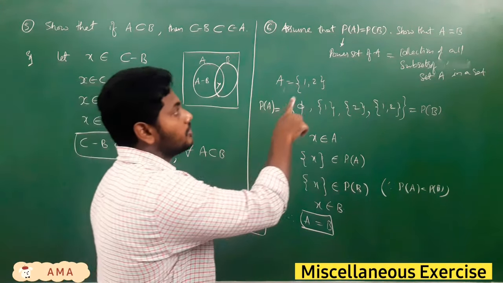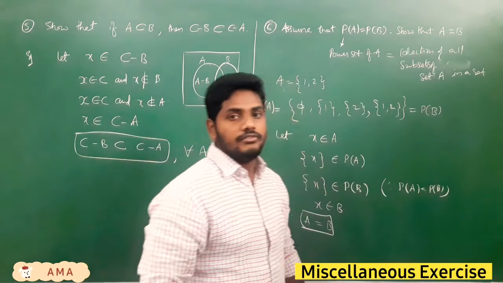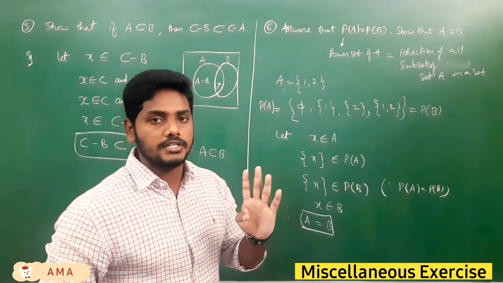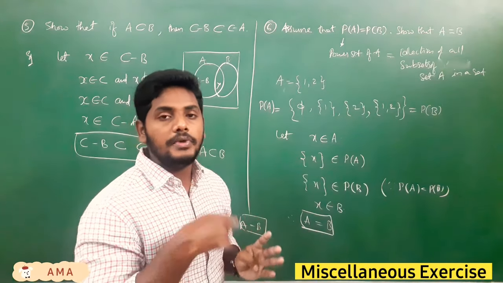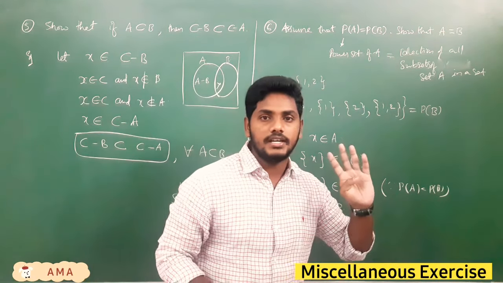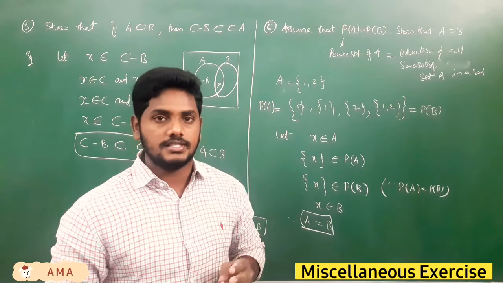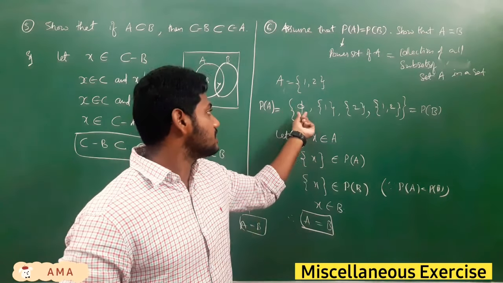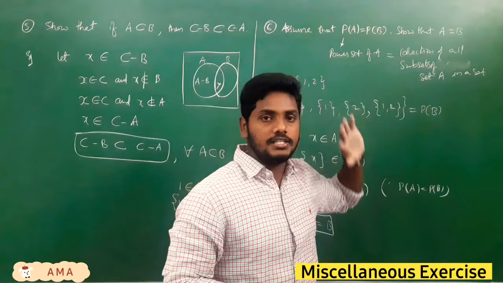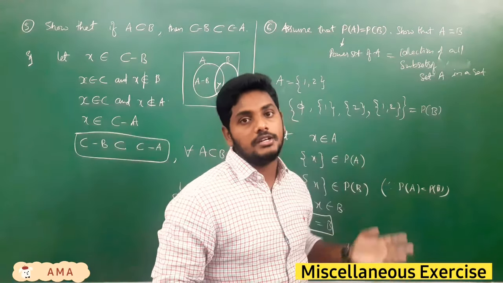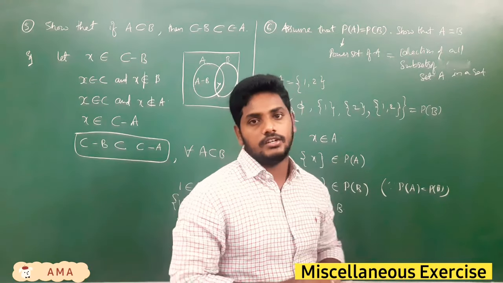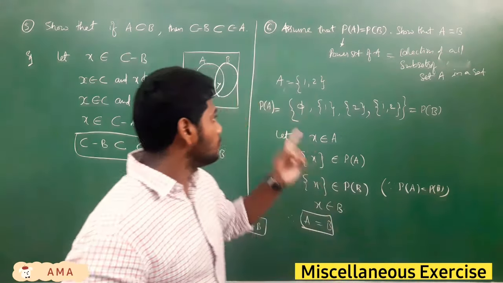If P of A equal to P of B, show that A equal to B. For example, if a set has 4 elements, like 1, 2, 3, 4, then how many elements does P of A contain? 2 power 4, nothing but 16. Those elements are like first one is the empty set, last one is the set itself, like set 1, 2, 3, 4. Remaining are first single elements, next double elements, next triple elements. Like that we need to write. Those are subsets. Pause the video and note it down.